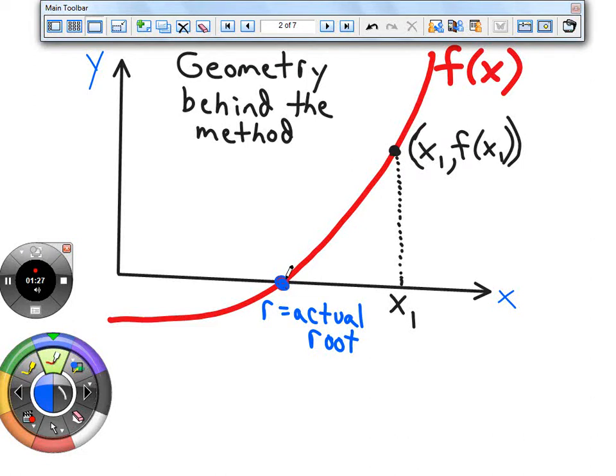But we don't know that, so we do an educated guess, an approximation. Let's say this is our first guess. We think that maybe the root is x sub 1. I'll give you a method for determining how we could come up with an educated guess. So we use this point and we go up to the graph, and we draw a tangent line.